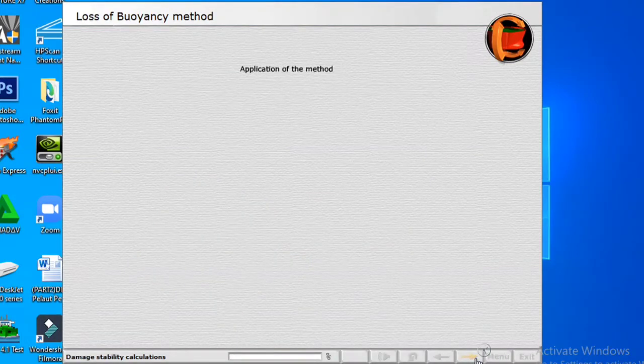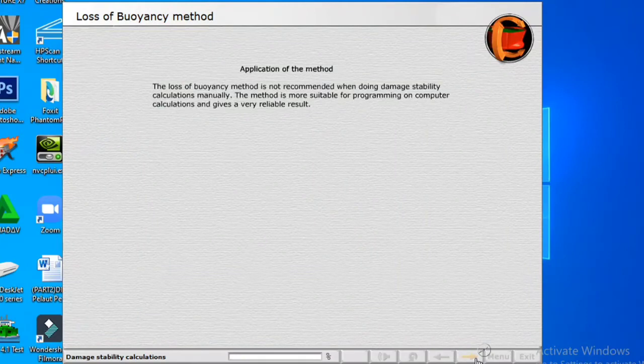Application of the method. The loss of buoyancy method is not recommended when doing damage stability calculations manually. The method is more suitable for programming on computer calculations and gives a very reliable result.